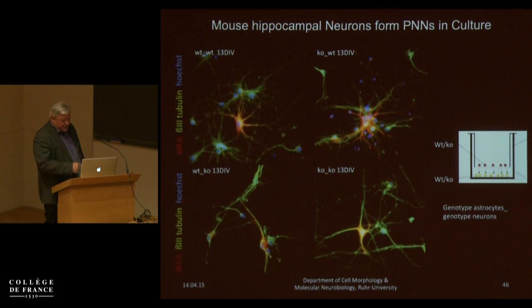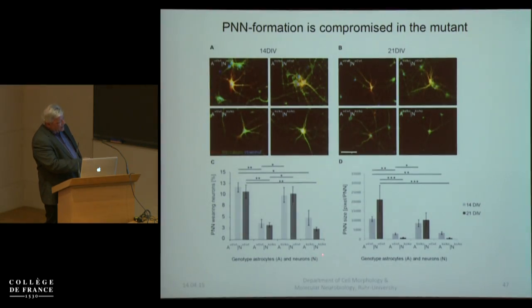When we go into our culture system, we see that in the wild type and the wild type combination, we have a nice formation of nets, but the nets are strongly reduced in the knockout-knockout combination. Also, this has been quantified. And again, you see that when neurons of the knockout animal are present, we have a clear reduction of perineuronal nets, both after 14 and also after 21 days. And again, we cannot rescue the matrix by wild-type astrocytes. And to me, this was a deception, because originally I thought that astrocytes contribute extracellular matrix to the nervous system and hence should be able to rescue neurons in this setting, but this is not the case.